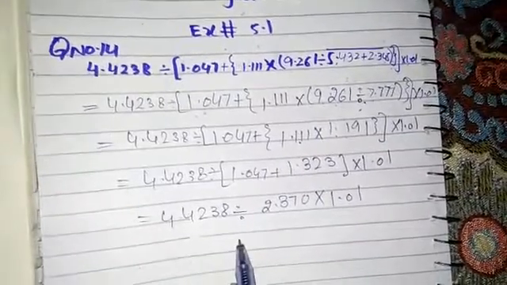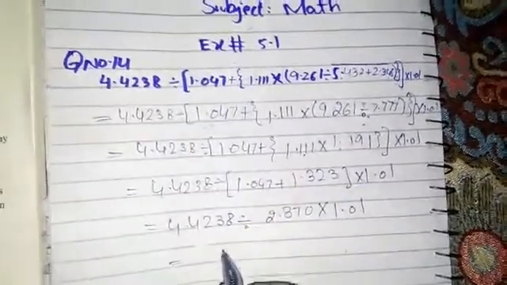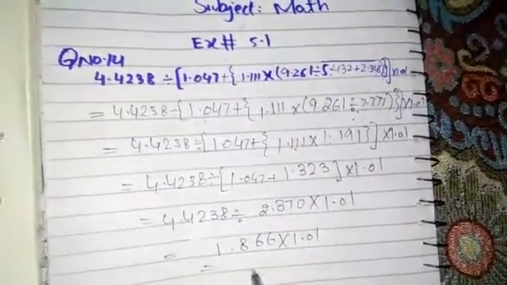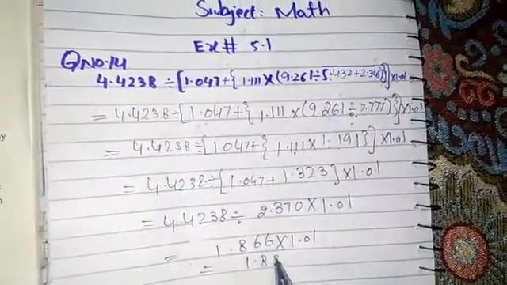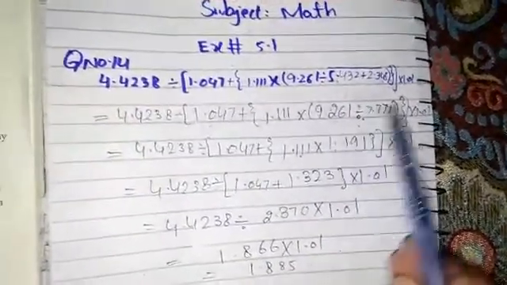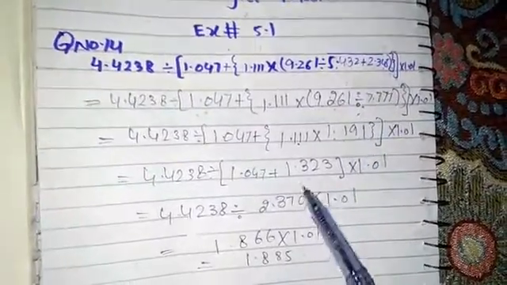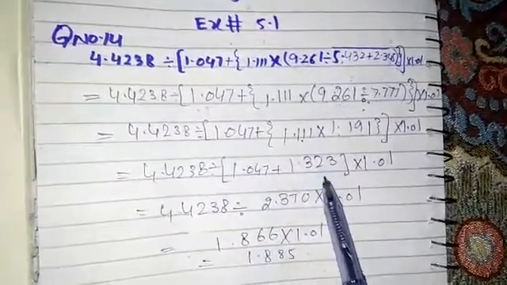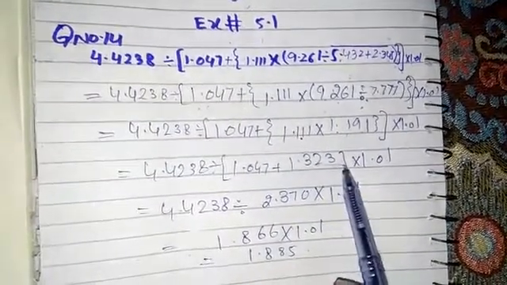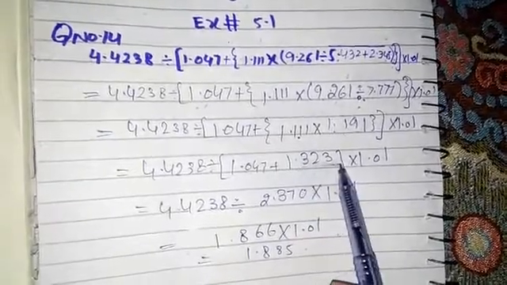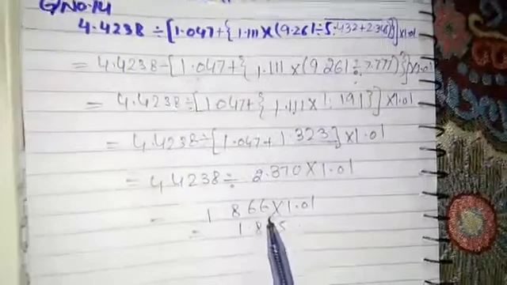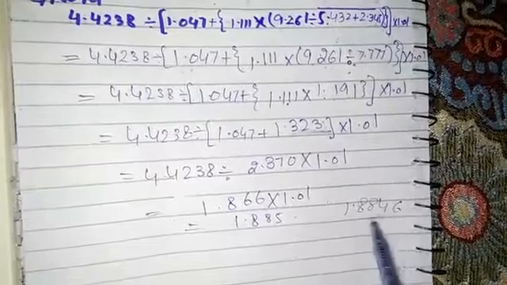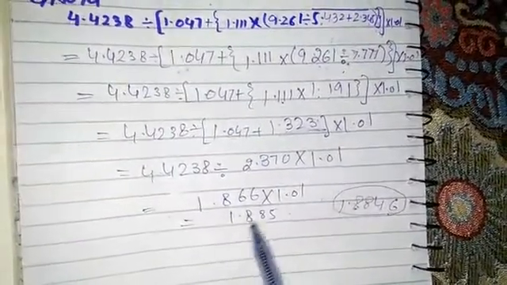According to the math rule, first we have to solve the division and then multiplication. So 1.866 multiplied by 1.01 gives 1.885. In the solution of these questions, students, you have a division which does not stop. So you have to solve only up to 3 decimal places and round off the third decimal place. In this case, our answer is 1.8846. So by rounding off, our answer becomes 1.885.